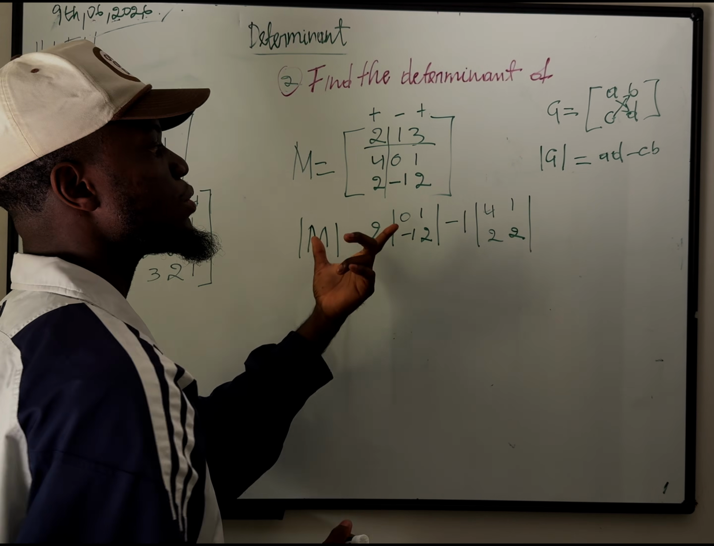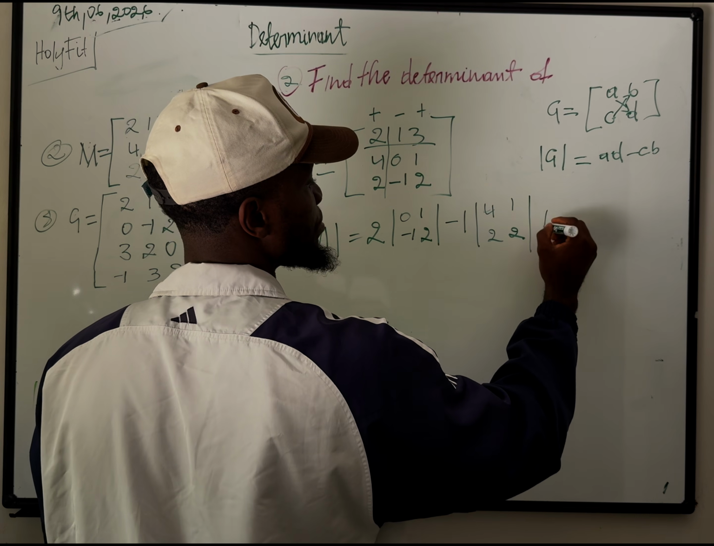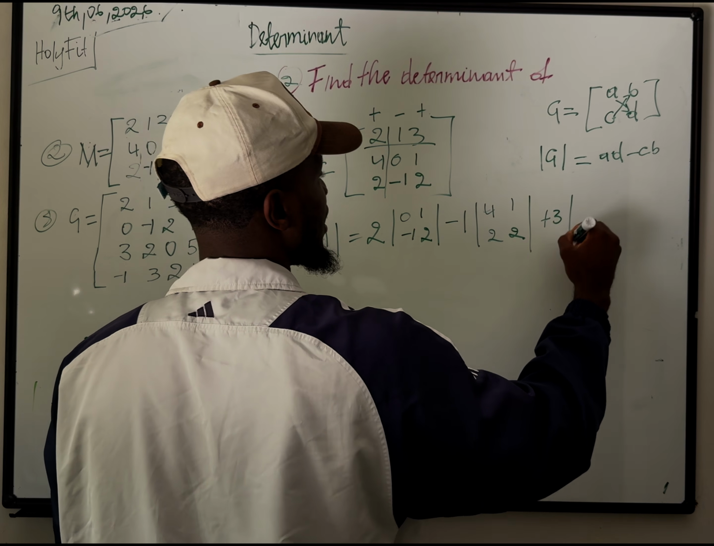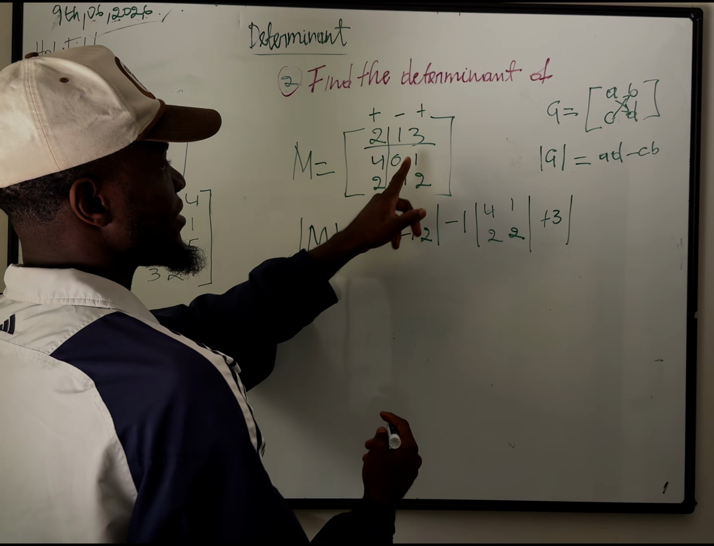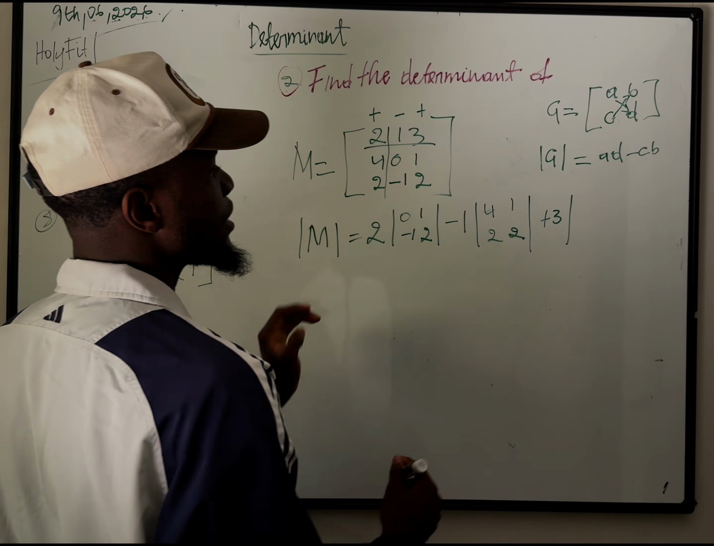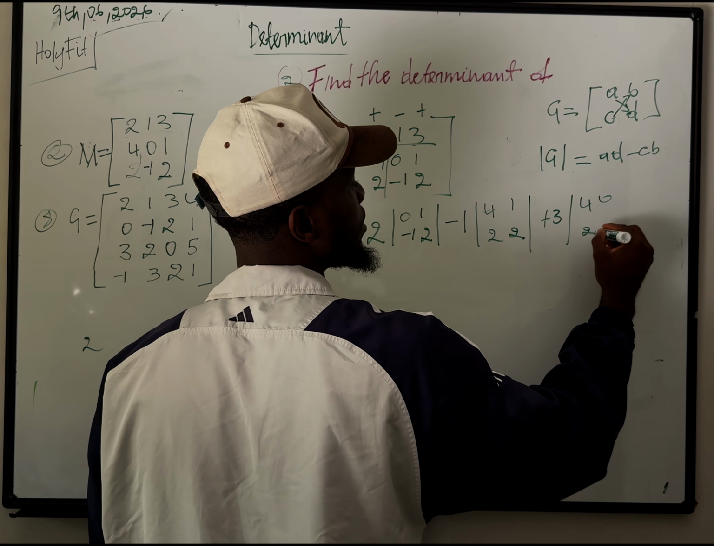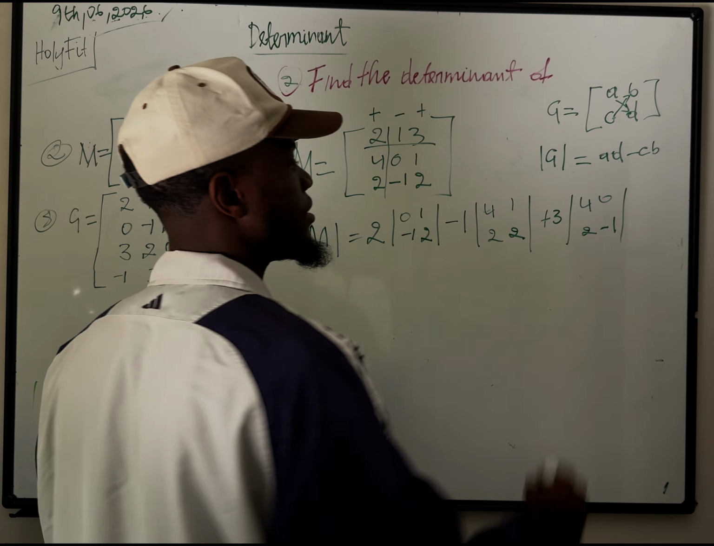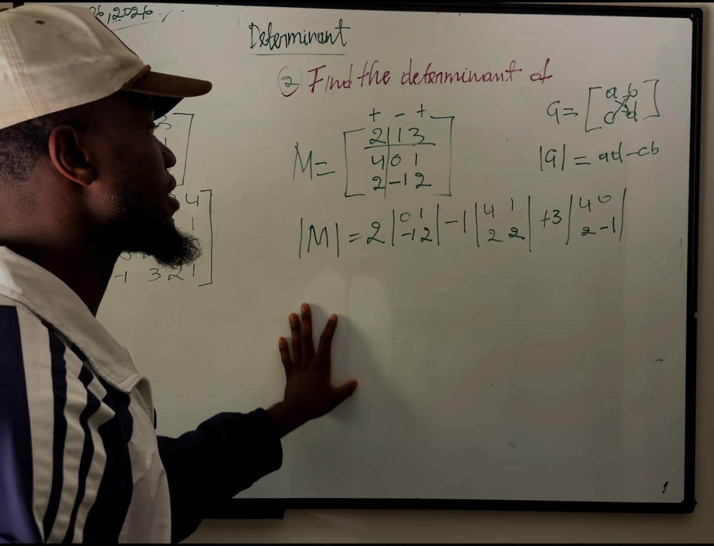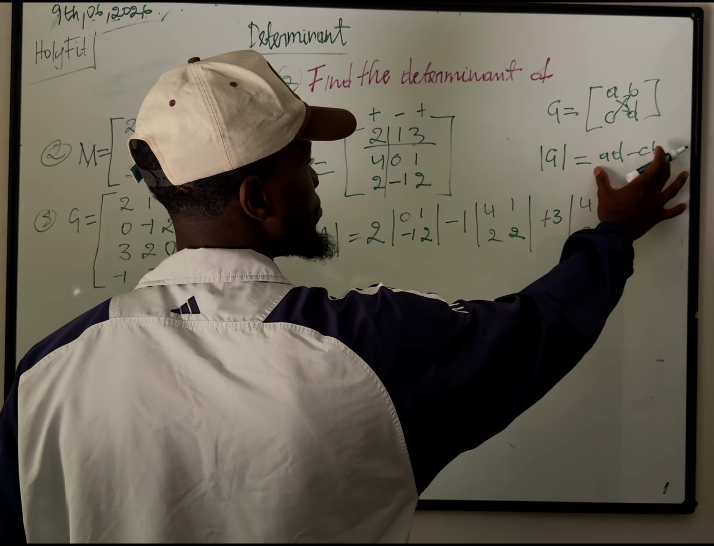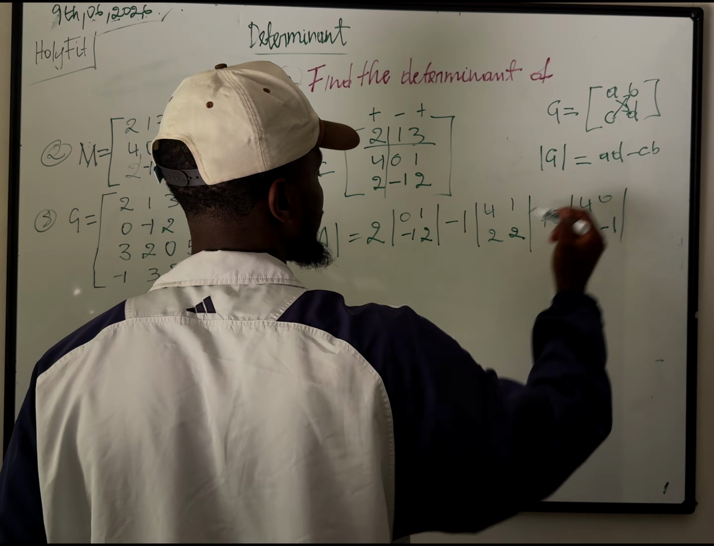So the third is positive, so it's going to be +3. And here we're going to have to exclude the last column in the first row, so we're going to have 4, 0, 2, -1, and that term. So how do you get this?